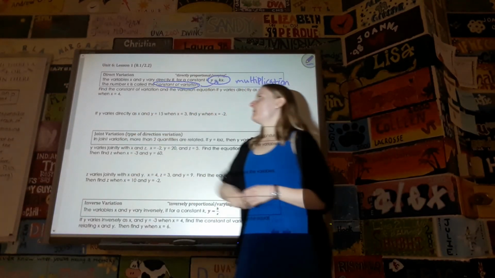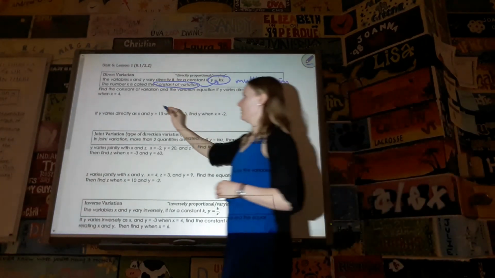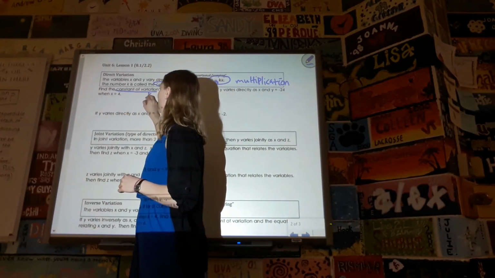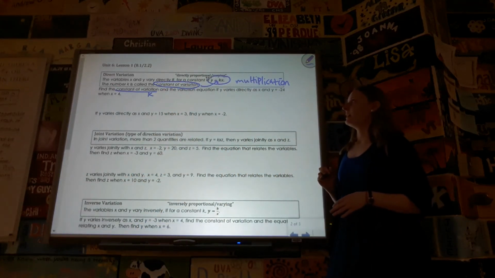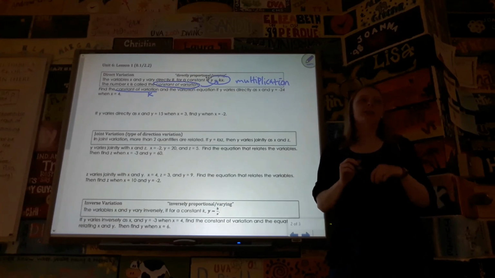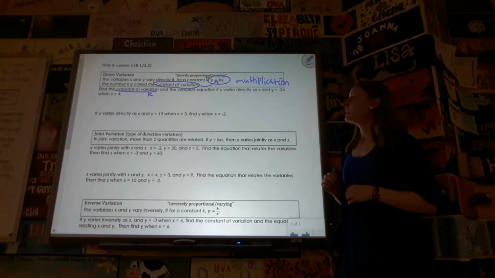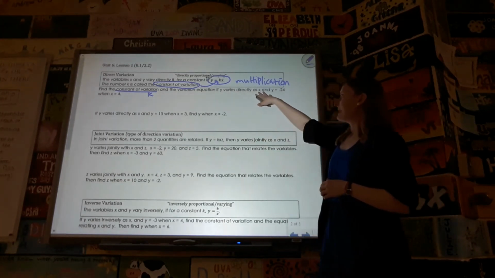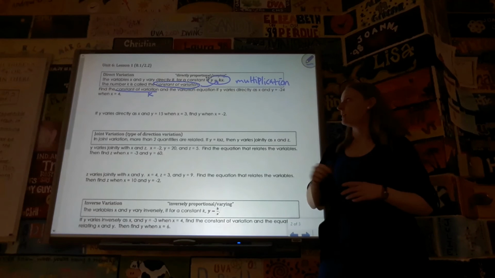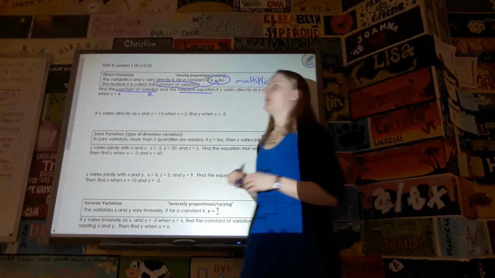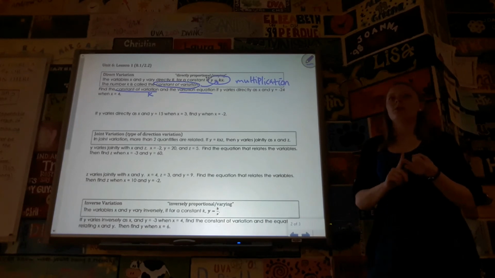The kind of questions you guys might see. This first one says, find the constant of variation and the variation equation. So that means after you find k, plug in k to show what the relationship is between the y and the x. If y varies directly as x, and I have this value for y and that value for x. So I have two things that I'm looking for: the constant of variation, which is k, and the variation equation between the two variables.